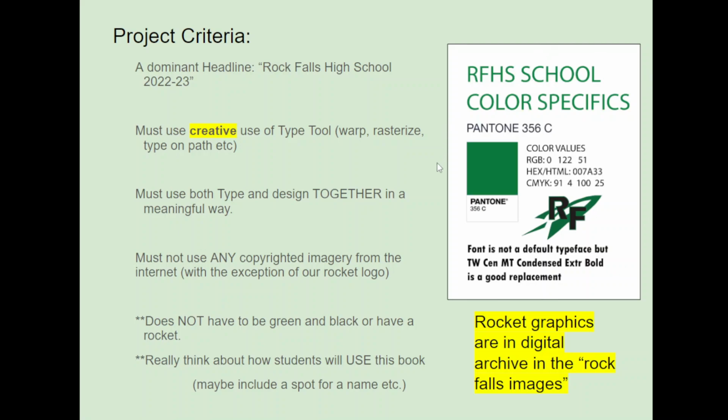I will show you where this file is and where all the Rocket graphics are. They are in the Digital Image Archive. There's a folder called Rock Falls Images. You will have this, which is called our Style Guide. It says what the Pantone colors are, so you can actually find the exact shade of Rock Falls High School green if you want it. It's right here. You can also just sample from this using the sample tool. That will work too, even in the slide presentation. If you have the slide presentation open and you hover, you should be able to sample while you have Photoshop open.